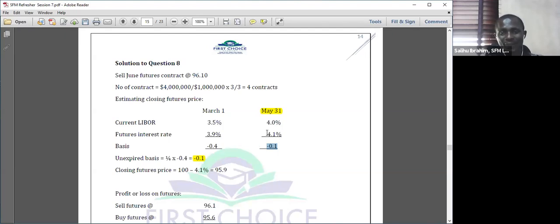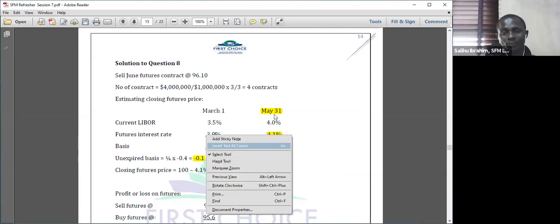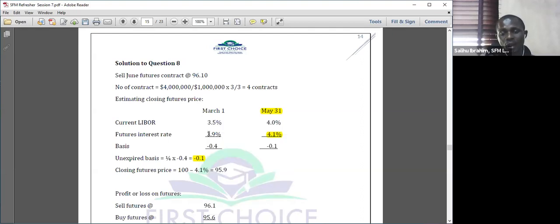And this is my closing futures rate. Can you see that? This is the opening futures rate, 3.9. 4.1 is the closing futures rate.